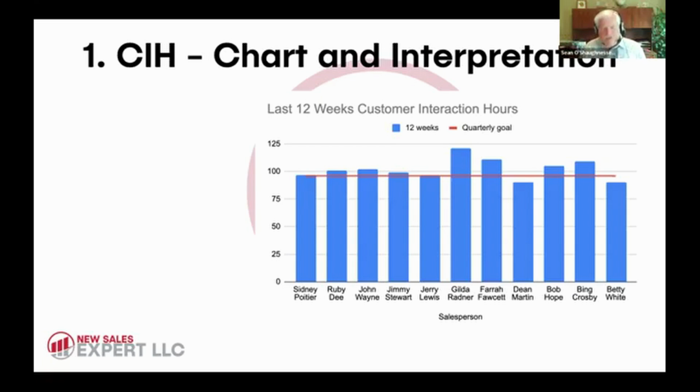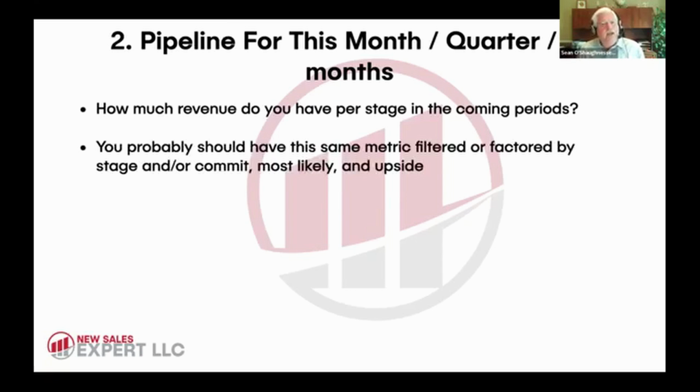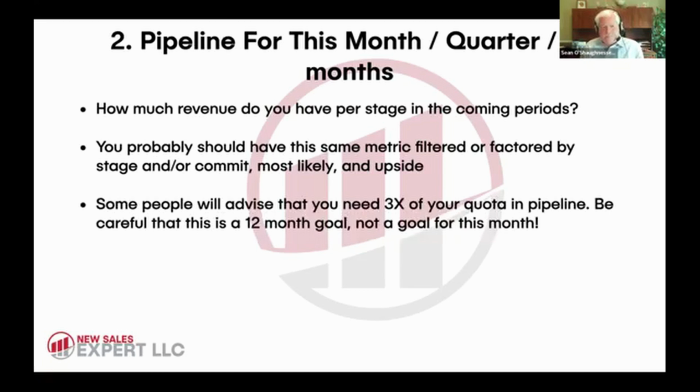But let's keep going. Number 2, pipeline. Pipeline for this month, this quarter, these 12 months. How much revenue do you have per stage in the coming periods? Now, you probably should have the same metric, and I'm not going to show it multiple times like I just did because I don't want to bore you, but you should probably have this metric filtered and factored by stage or commit or most likely an upside. So there's a variety of things that I would have for a CEO that I was going to work with, that we would set up that was important for their particular business.